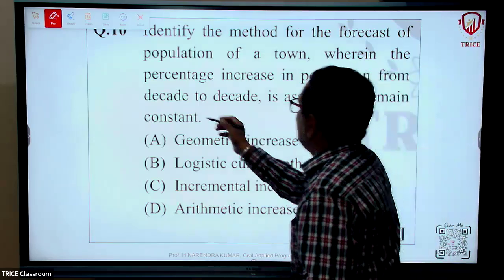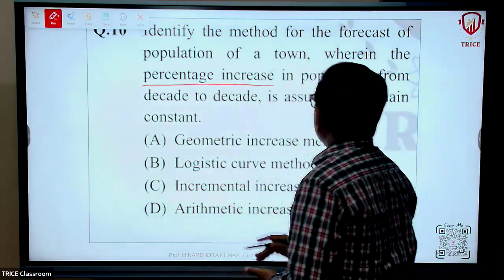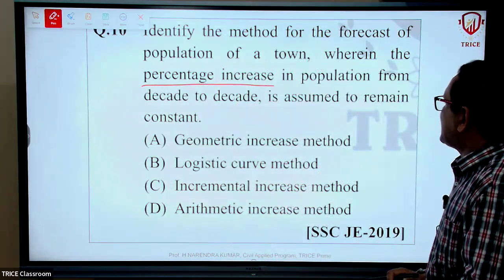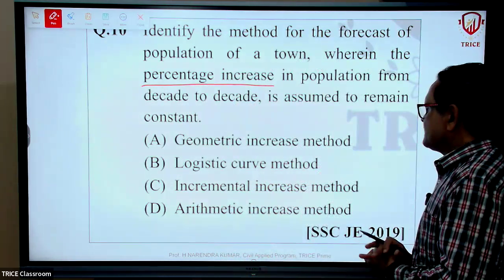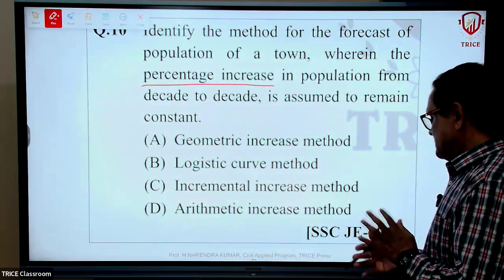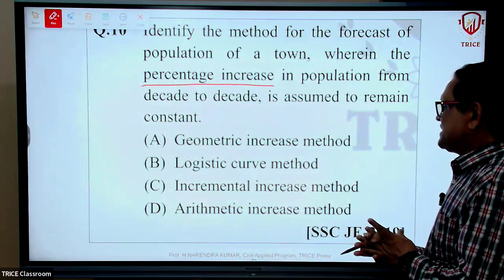Once again, I am going to highlight percentage increase. Where exactly are we going to make use of percentage increase in population calculation? Percentage increase, please do remember.